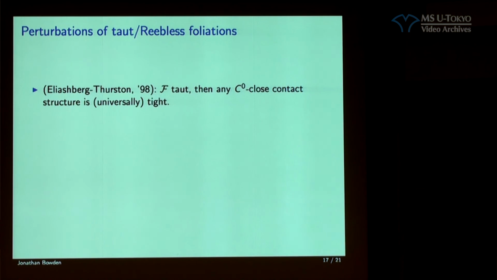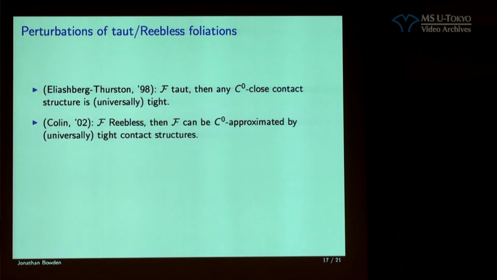So that's wonderful. You get all these non-over-twisted things just from Gabai's work on constructing taut foliations. What about Reebless? Actually, in their little book, they said the same is true for Reebless foliations. So for a Reebless foliation, you can find a small neighborhood in the space of plane fields, so that every contact structure is again universally tight.